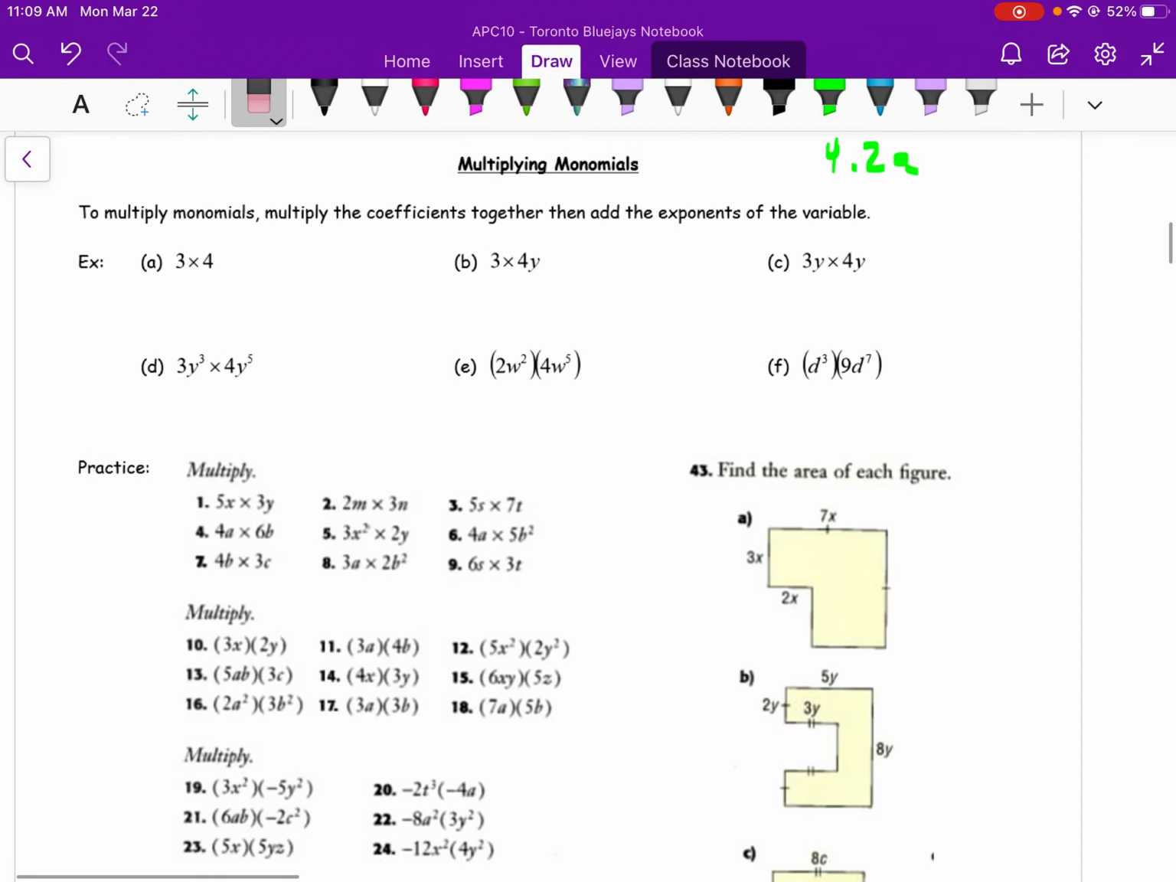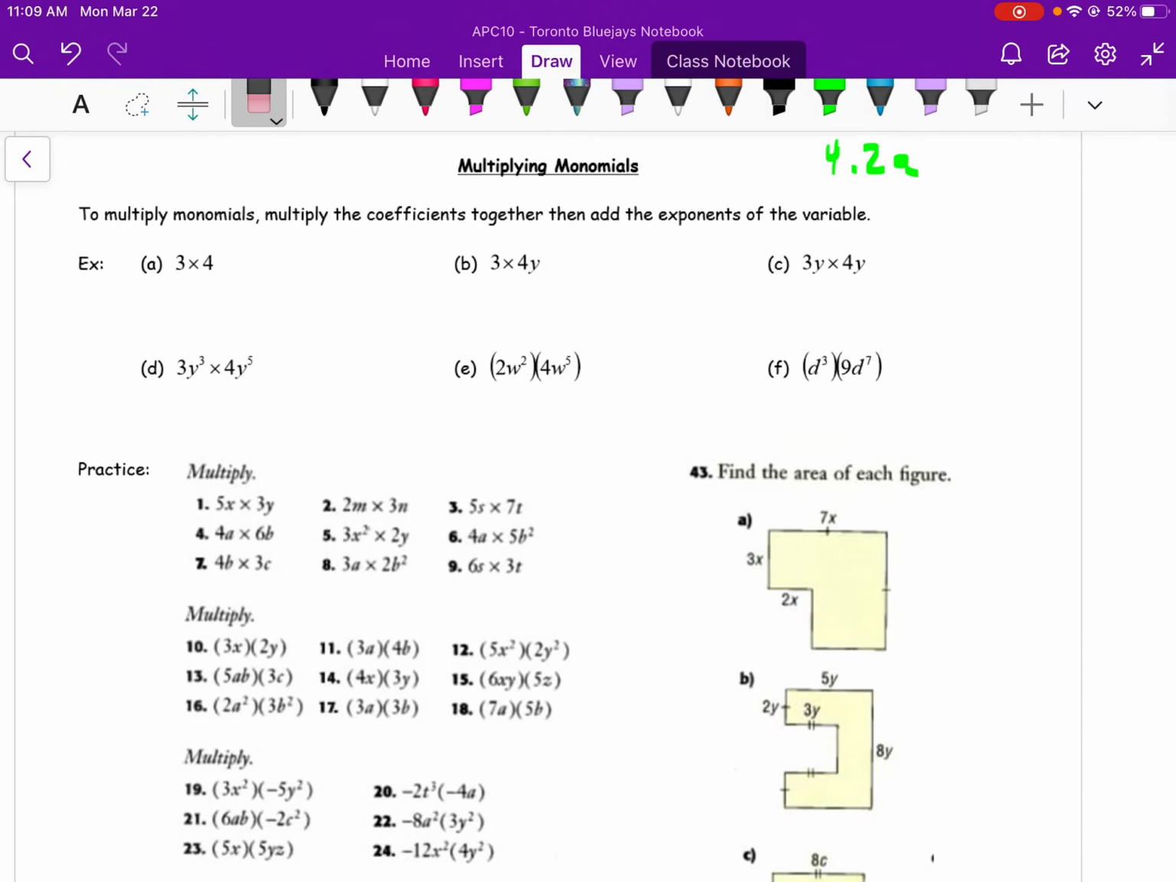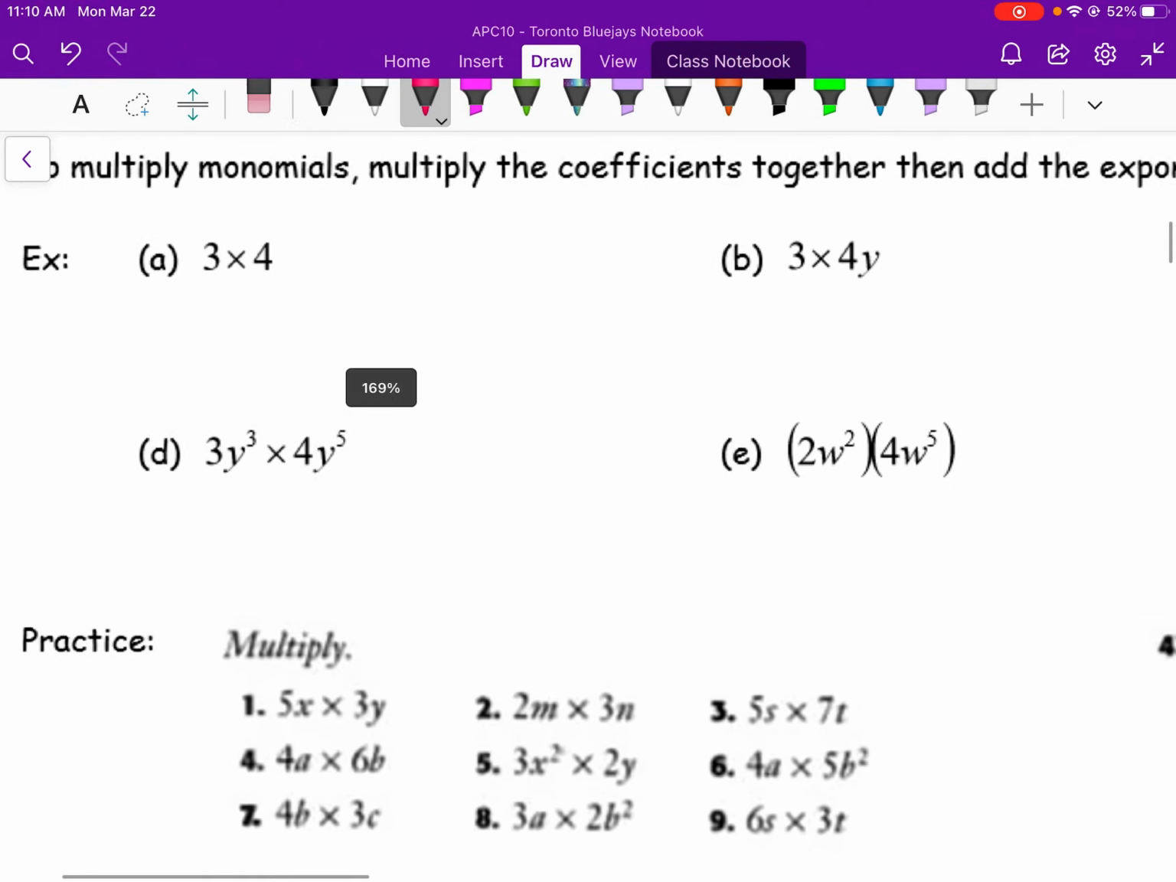Today we're going to talk about multiplying monomials. But before we get to multiplying monomials, I'm just going to go over some conventions that we use here. So let me take a look at the first question.